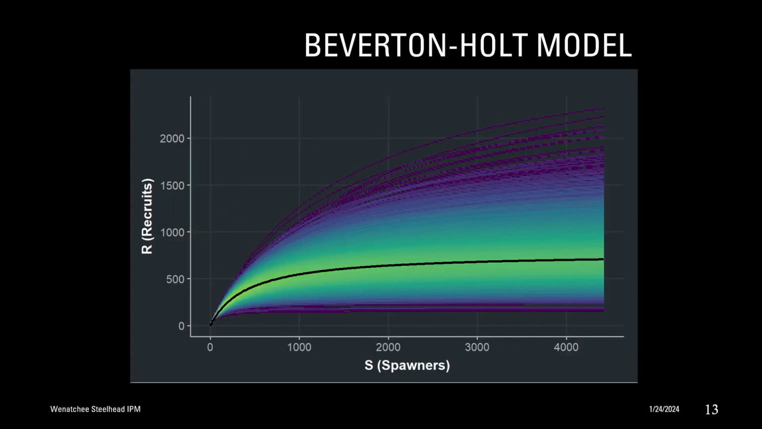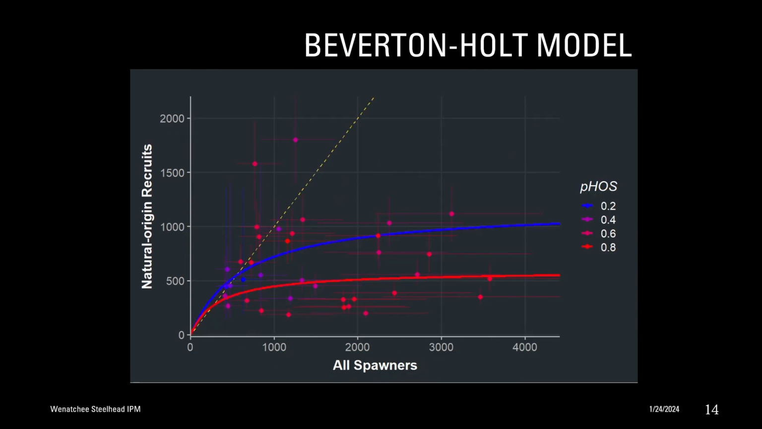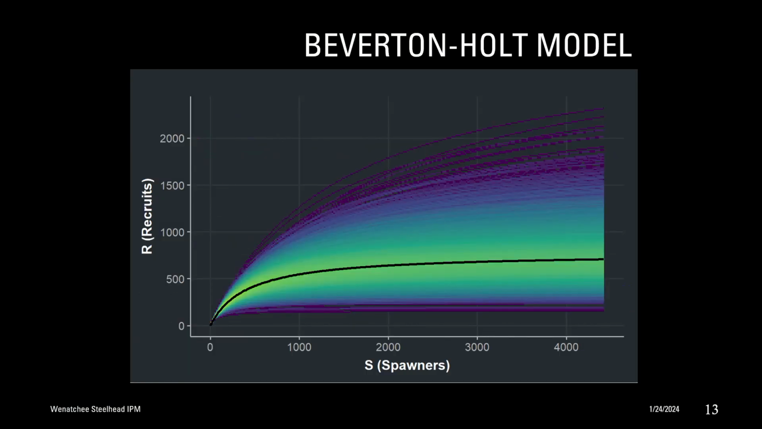So now we have a model of the relationship between spawners and recruits. But, sorry, I just realized I got a little behind on the slide there relative to what I'm looking at. This is the slide that shows where the uncertainty is.